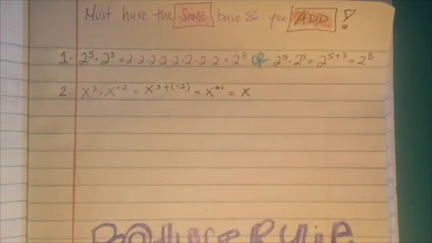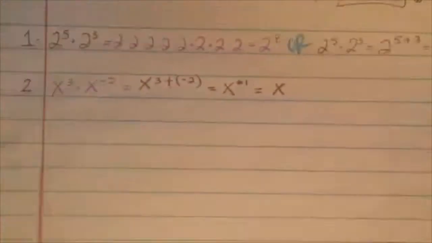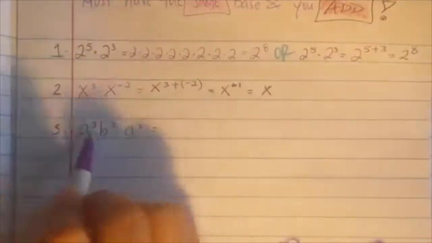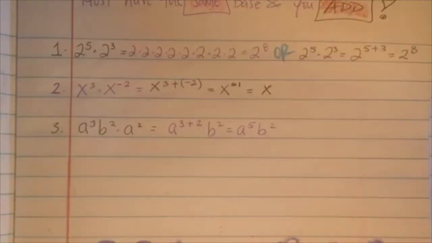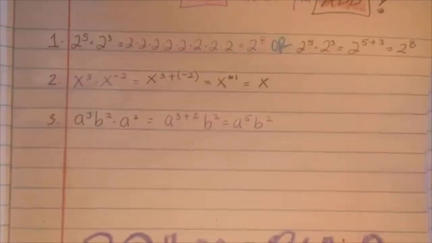Alright, let's take a look at another example. Let's make it a little bit more complicated this time. So the product rule is when you're multiplying, you just add the exponents. Number 3. So remember they had to have the same base. So you see a and a go together. So now those exponents, you're going to add them. You'll say 3 plus 2. And then b is by itself, so b squared. So a is 3 plus 2 is 5, and then you have b squared. I can't simplify that anymore, so that's my final answer.